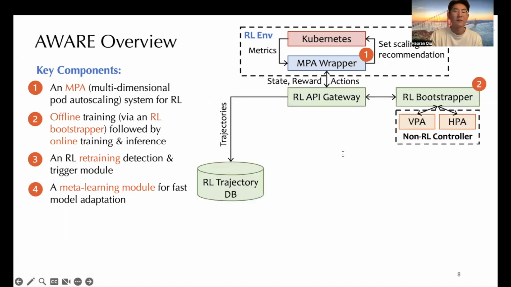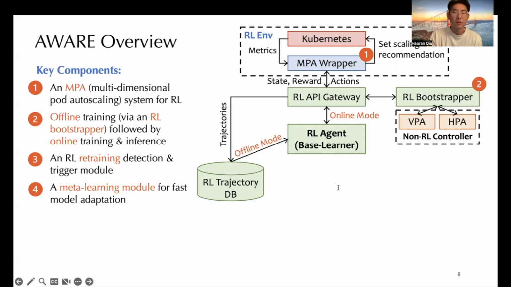And secondly, we have an IO bootstrapper that combines offline and online training. In the online mode, the IO agent directly interacts with the IO environment through an API. And during the offline mode, the bootstrapper intercepts the interaction with the API by taking the scaling actions from the default vertical and horizontal autoscalers, VPA and HPA, given the observed metrics. And the state action trajectories are then stored in a database. The IO agent will treat this database as a replay buffer for policy training in an offline fashion.